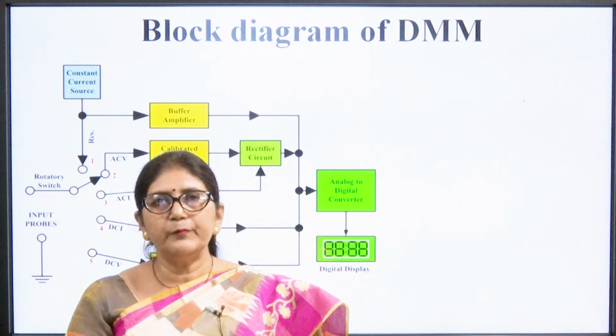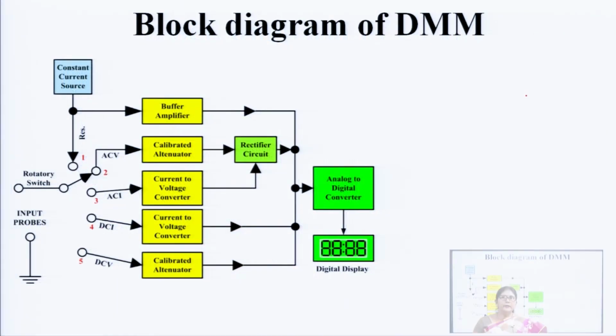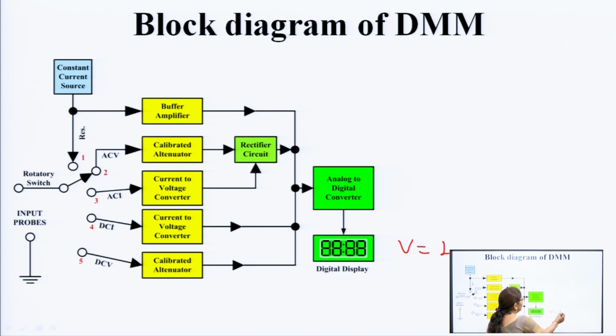This is the block diagram of a multimeter. In a multimeter, when we want to measure, suppose, resistance, generally the multimeter is measuring the voltage. If we want to measure current through the multimeter, we have to convert that current into voltage. So, we know that V is equal to IR.